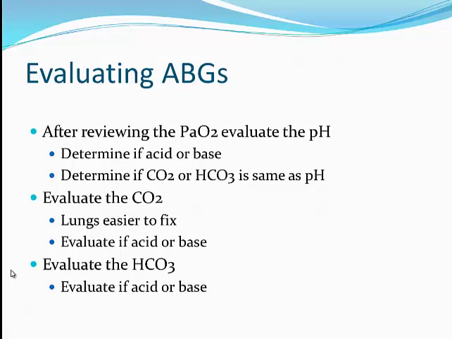So in ROME, in metabolic conditions, the pH and the bicarbonate go in the same direction. In metabolic alkalosis, the pH and the bicarbonate are both elevated, and the PaCO2 is elevated or normal. In metabolic acidosis, the pH and bicarbonate are both decreased, and the PaCO2 is also decreased or normal.